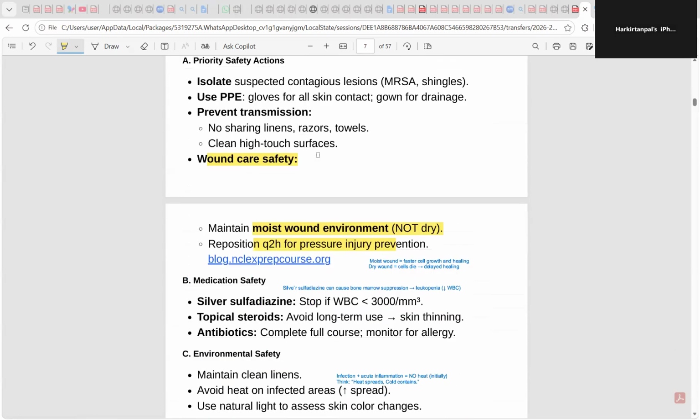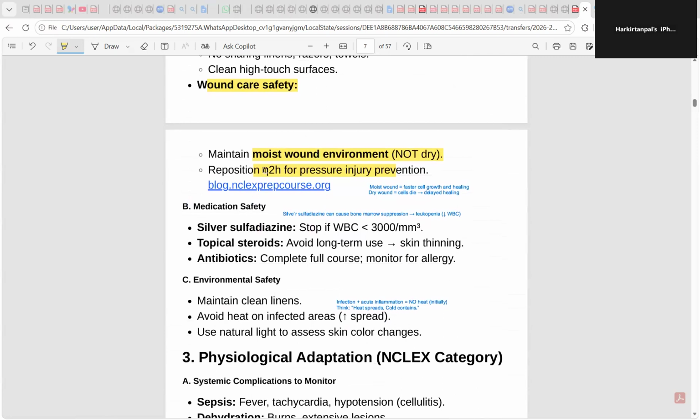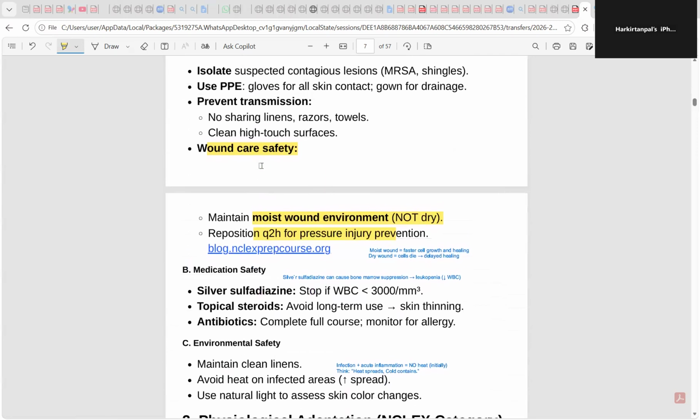You can go through it. If you have any doubt, you can ask me. And this one is very important, the wound care. Wound care means the wound we always maintain in a moist environment. That means it should not dry. Why? Because the moist wound can fasten the cell growth and the healing. So the wound should not get dried. Always the wound should stay moist only.